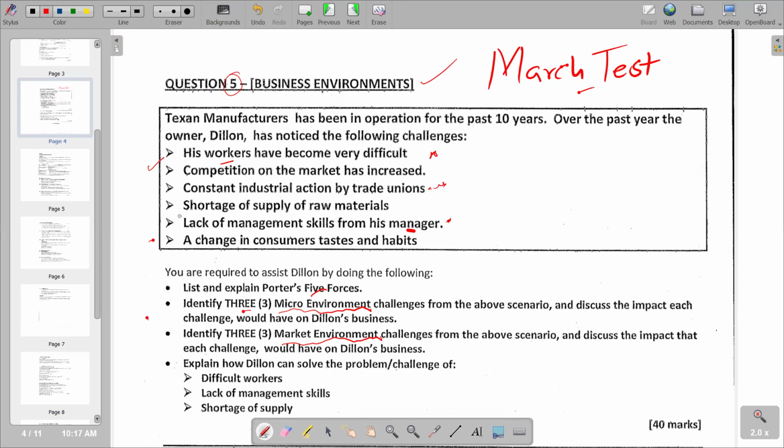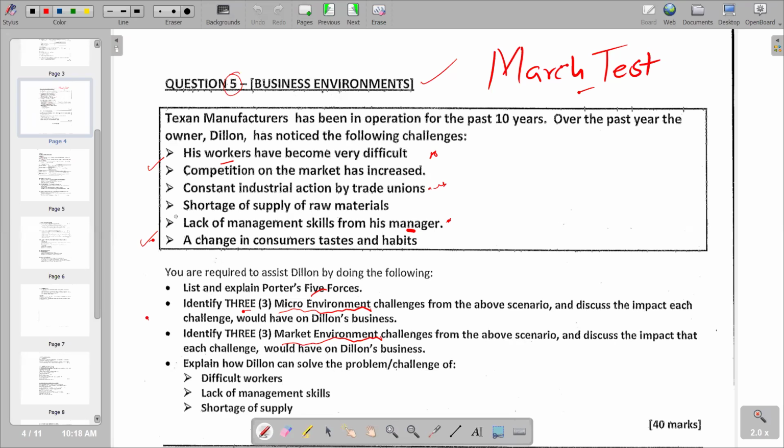We can also pick the issue of a change in consumer tastes and habits. So obviously it affects the consumer's behavior. And we try to see if we still have any other according to the information given.